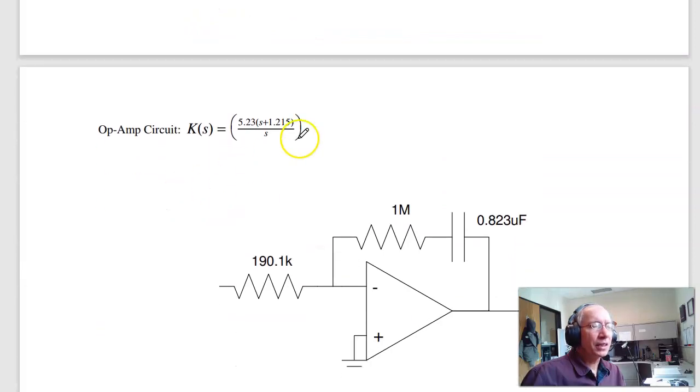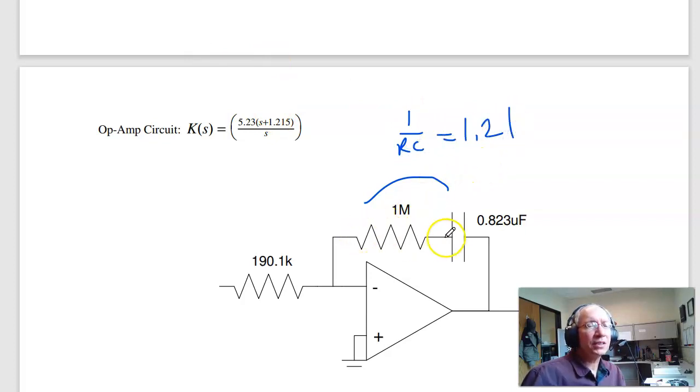The circuit to implement it is, here's my K of s. I've got 2 constraints, 3 degrees of freedom, so somebody's arbitrary. I like setting this 1 meg, this guy to 1 meg. As s goes to infinity, this is a short. As s goes to infinity, the gain is 5.23, so this ratio is 5.23 to 1. So 1 meg divided by 5.23. Then the time constant, I had a zero at 1.21. So here this 1 over RC is 1.21.